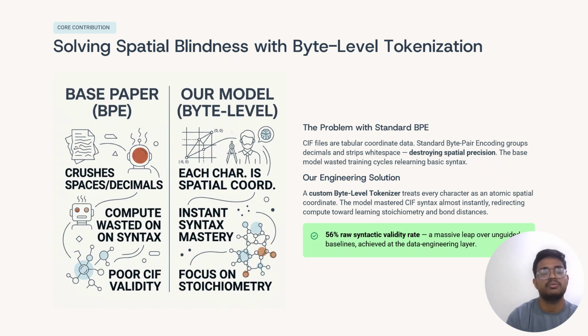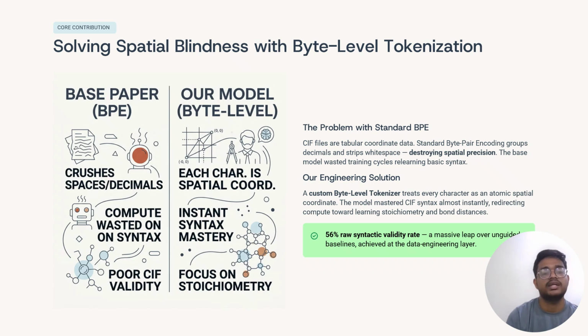Consider a coordinate 0.123. A tokenizer might split this into multiple tokens. As a result, spatial information becomes fragmented. The model must spend valuable training time relearning the syntax instead of learning the material science. To solve this problem, we implement a byte level tokenizer.